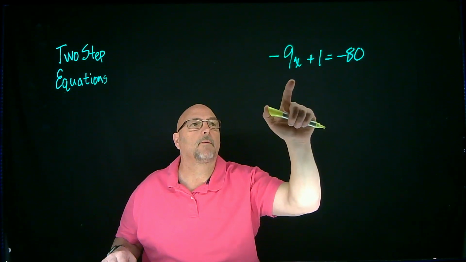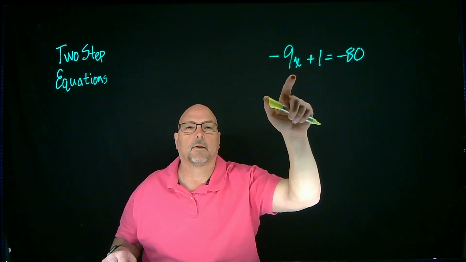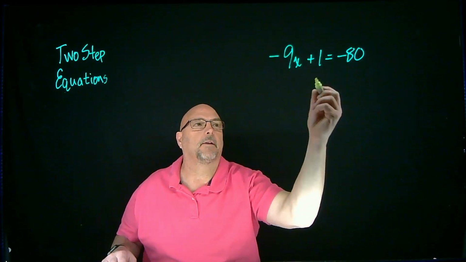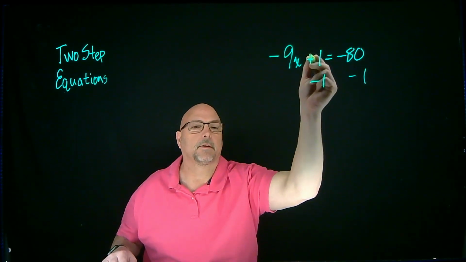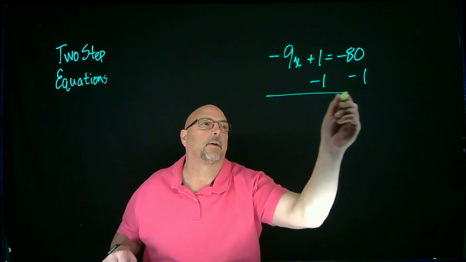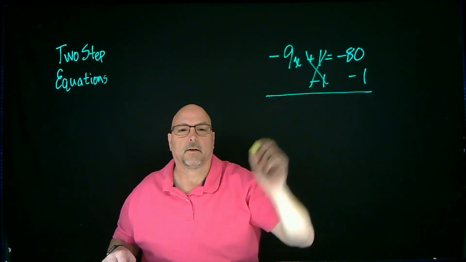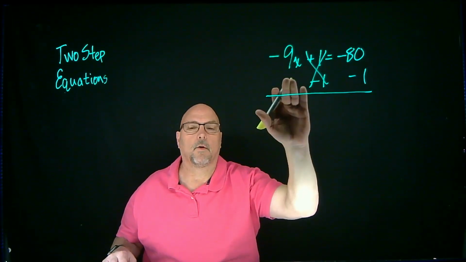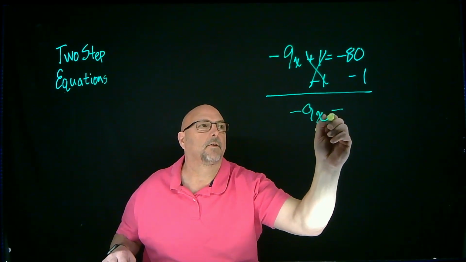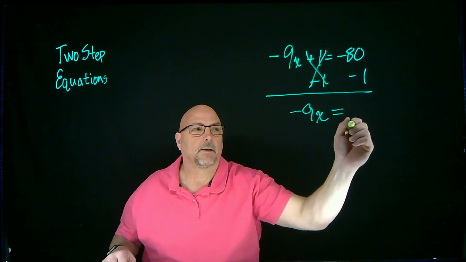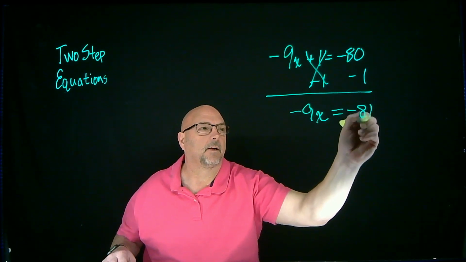So remember, what we want to do is isolate the variable term, okay? We want to attack the variable. So I'm going to do that by first getting rid of this plus 1. So on the left-hand side, let's get rid of that 1. So the only thing remaining is negative 9x. And that's going to be negative 80 minus 1, or negative 81.